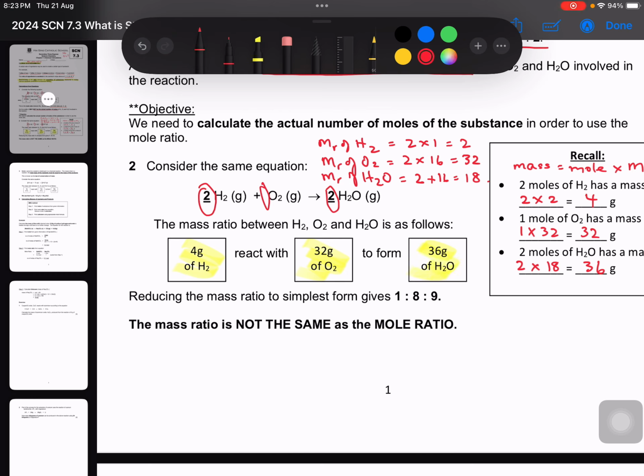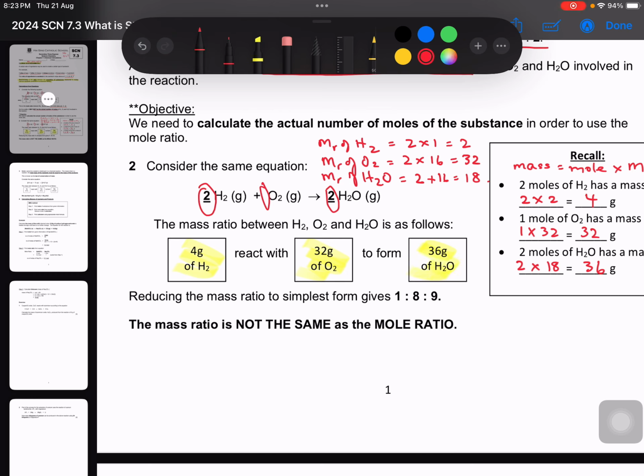It'll be 4 plus 32 must be equal to 36. This is our product. It's 36. So we say that mass is conserved. The total mass of the reactant is the same as the mass of the product. Okay? Right. Now, let's come to actually solving questions. That's the theory part.